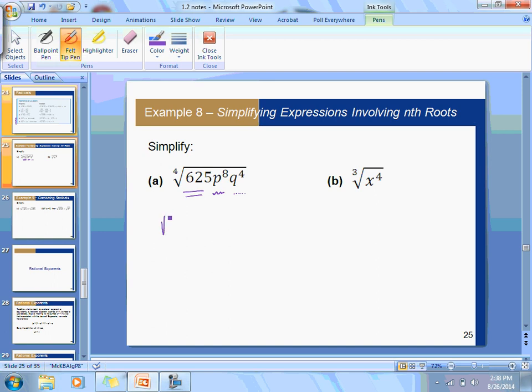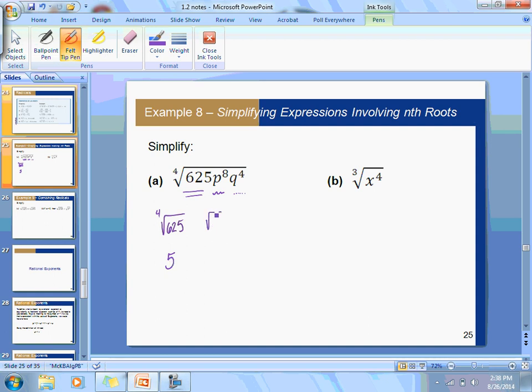So I have the fourth root of 625. And that's actually a perfect fourth. I can take the fourth root of that. You can do that on your calculator, and you get 5. See, that's not so bad.